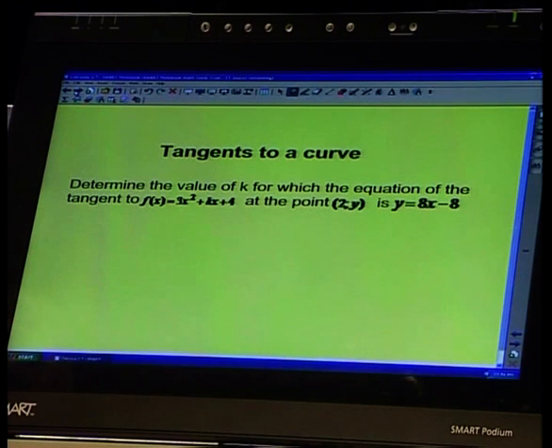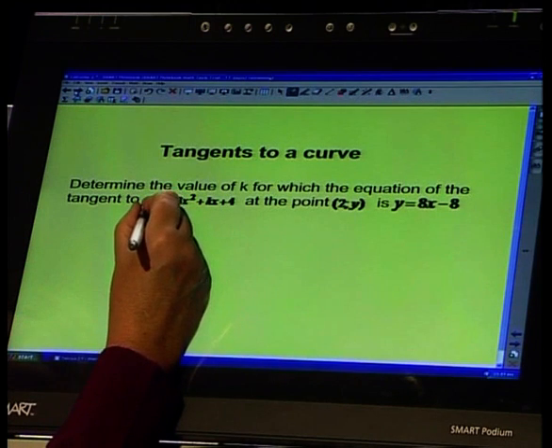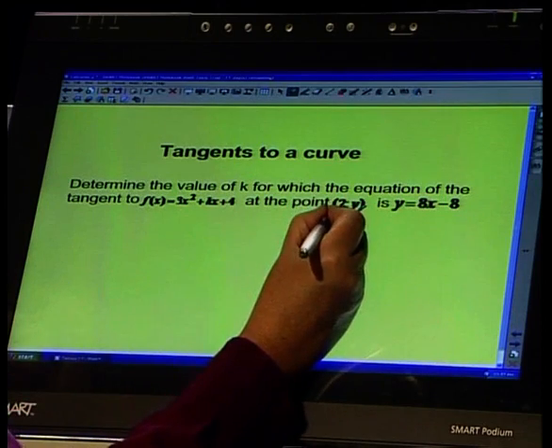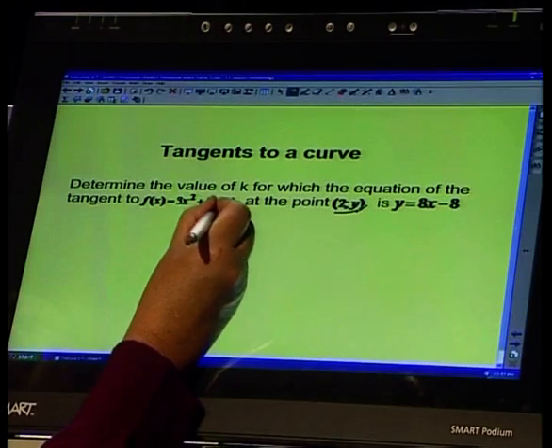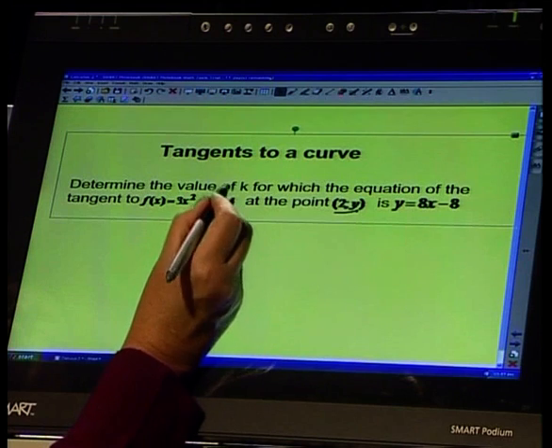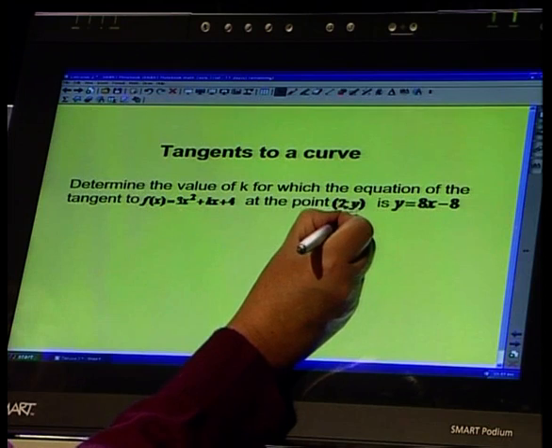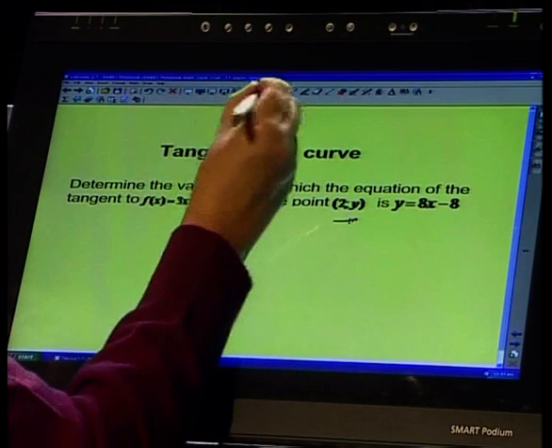All right, let's see another kind of question. Another kind of question says, determine the value of k for which the equation of the tangent to this curve at this point is that. Now notice they're not giving you the full point of contact, but they are telling you the x value. Can we go and substitute and get the y? The answer is not at this moment in time, because this equation's not complete. If that equation's not complete, we can't find our y. So we're not going to be able to work that out yet. So let's see what we can do.